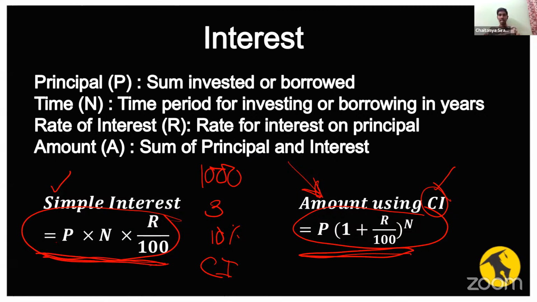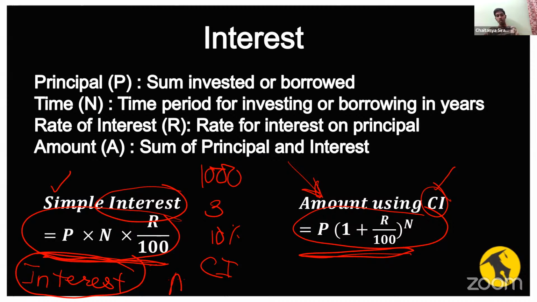However, on the left hand side, what you have is the formula for simple interest. So I'll get the interest for 3 years from here. If you want to find the amount, you will have to add the principal, the initial amount I invested, plus the interest, and in this case you will get the amount. If you want to find the interest, you will have to do amount minus principal.